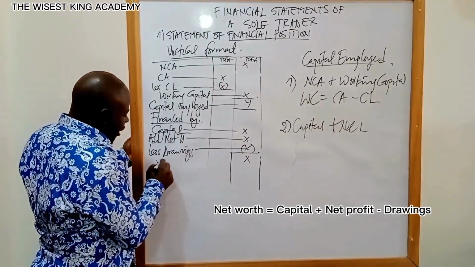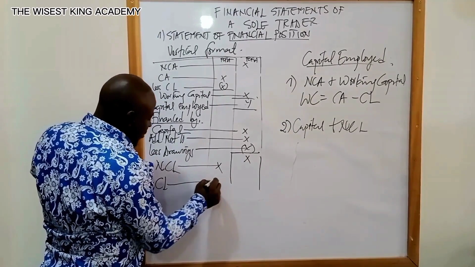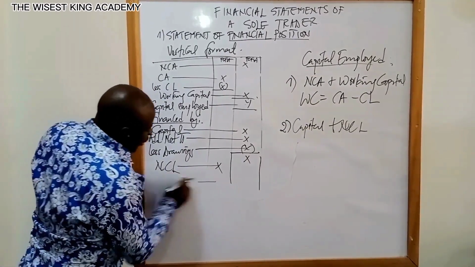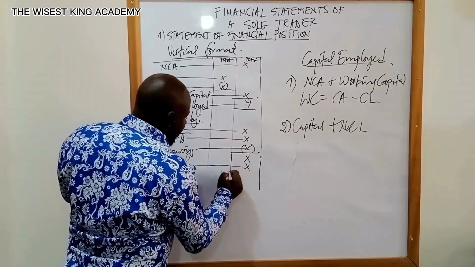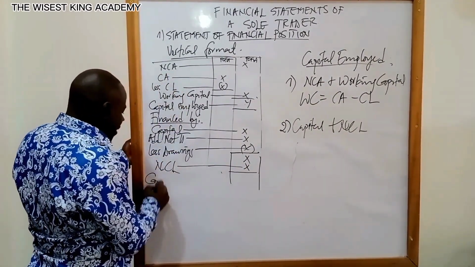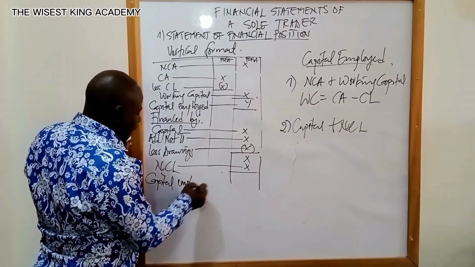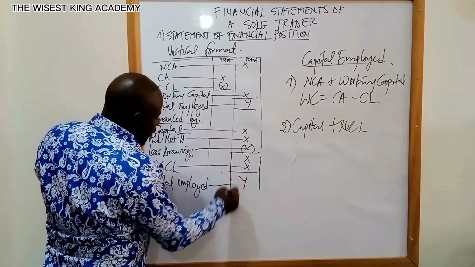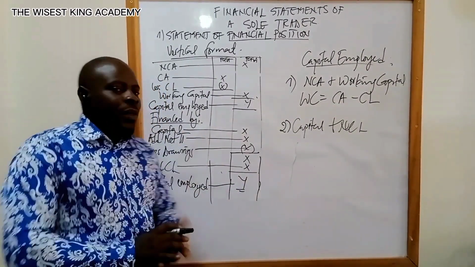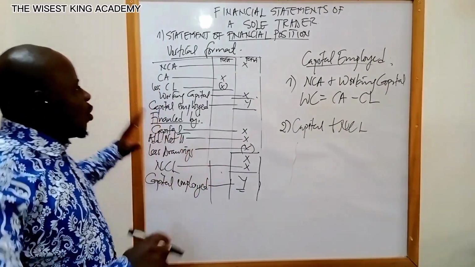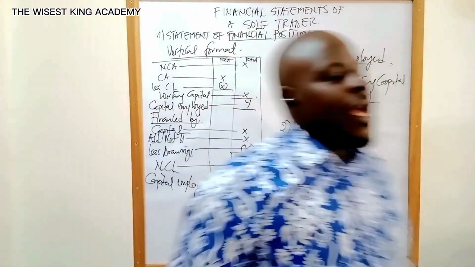Now to this, we take non-current liability if any. We take current liability if any. Sorry, we have already charged current liability off. So we take non-current liability and when we add, it gives us what we call capital employed, which is still the same Y. It is a balance sheet, so it has to balance. If it does not balance, it means you made an error somewhere. So this is the vertical format of a balance sheet.